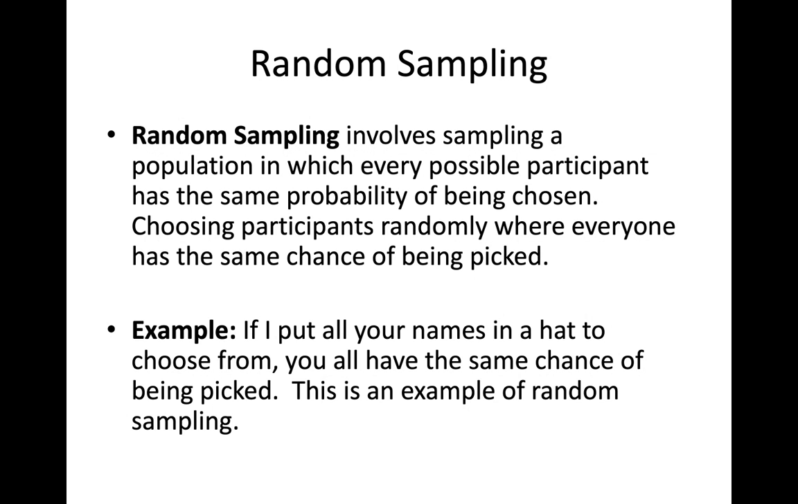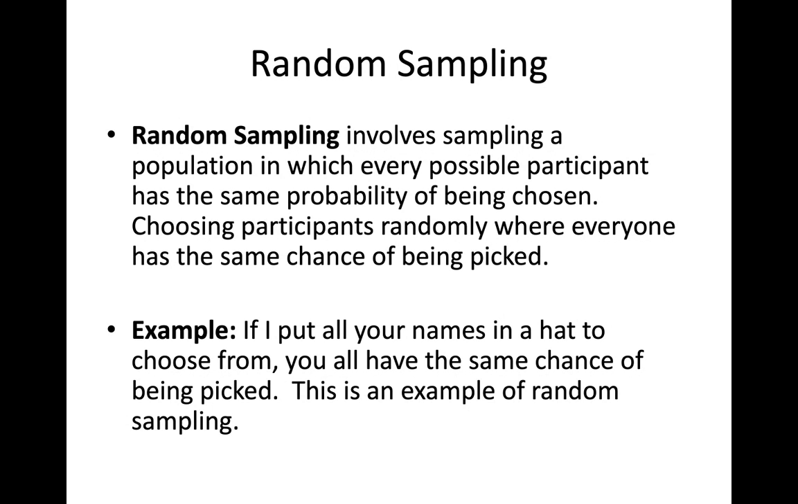Random sampling. Random sampling involves sampling a population in which every possible participant has the same probability of being chosen. Choosing participants randomly where everyone has the same chance of being picked. So if I wanted to just do all the students at JAMS in my survey, okay, I put all their names in a hat and I just choose randomly. All their names in a hat, I put my hand in, pull out a name, and I pull out maybe 100 names. Okay, those are the only 100 that I'm going to sample.